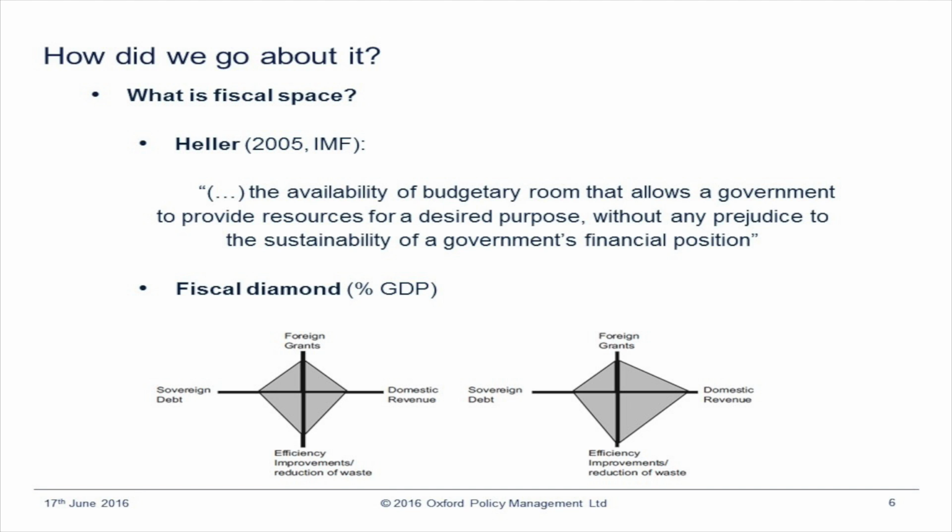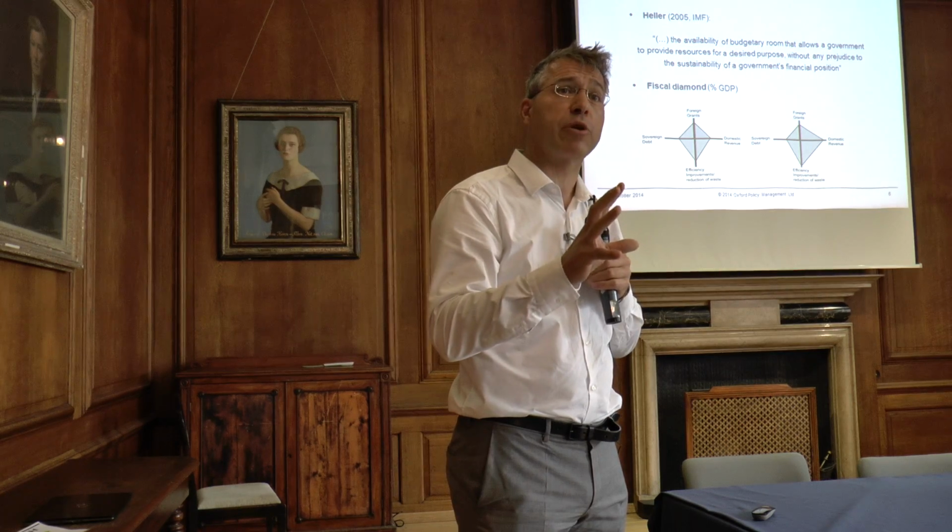And what we settled on is, when we think about fiscal space, we focus on the fiscal space diamond, which is a simple concept out of public finance management, which says that resources for health will come from any of the four corners of the diamond. And that is how we structure that analysis.